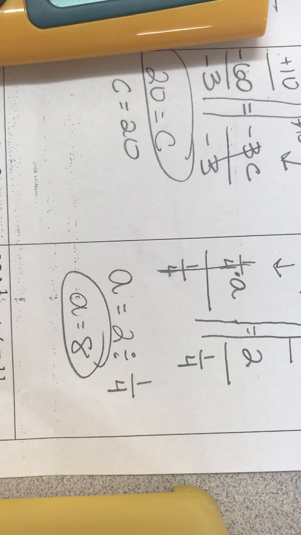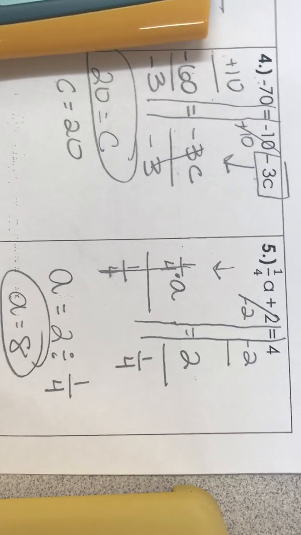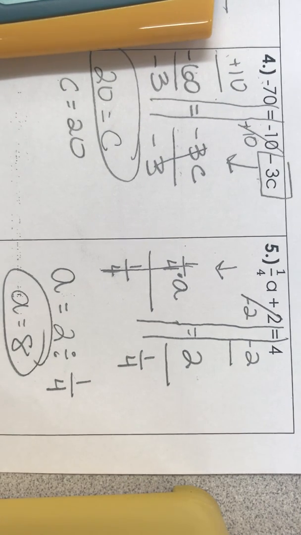Okay, so that shows all of the work for Monday night's homework, problems 1 through 5. If you did not finish all the way through number 10 by the end of class on Tuesday, you need to finish that up for homework and bring it into class on Wednesday.